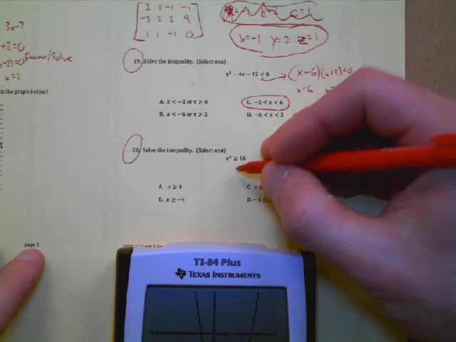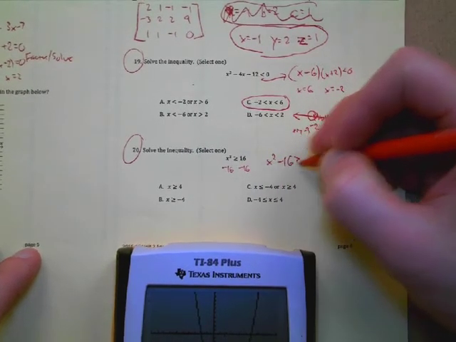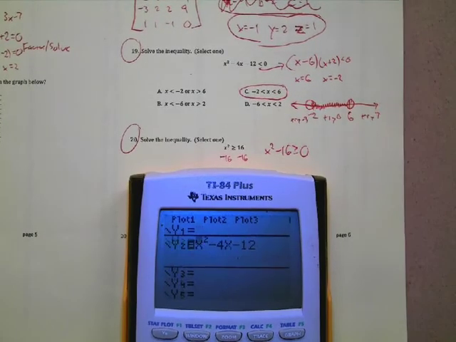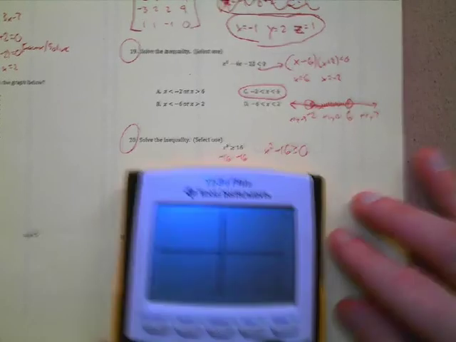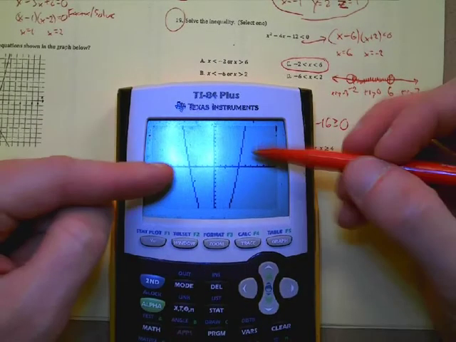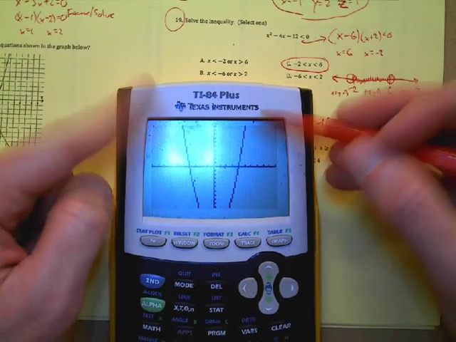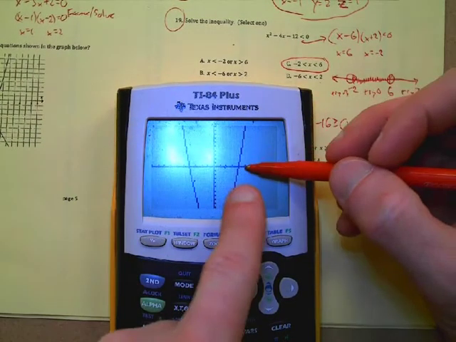Number 20 can be solved in a similar fashion here. We want to see when is x squared greater than or equal to 16, which you can actually rewrite as when is x squared minus 16 greater than or equal to 0. So again, I could graph this. X squared minus 16, graph it. When is it greater than or equal to 0, right? When is it bigger than 0?